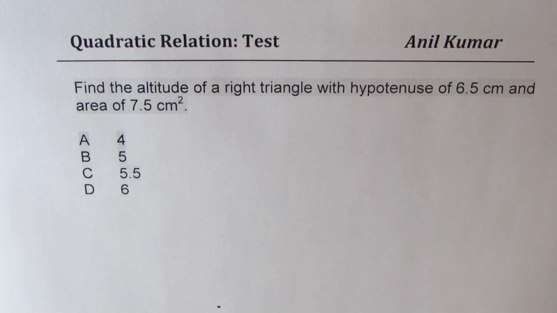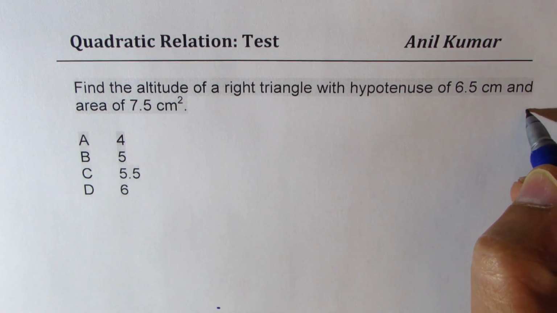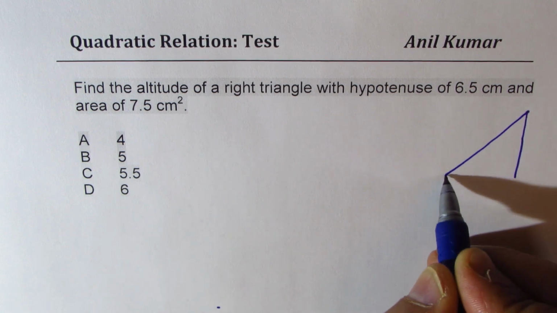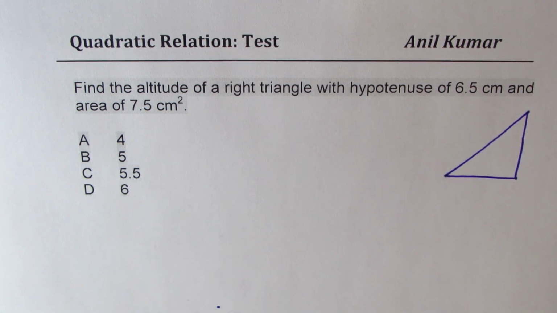The question here is, find the altitude of a right triangle with hypotenuse of 6.5 centimeters and area of 7.5 centimeters square. You can always pause the video, answer the question, and then look into my suggestions. Now, this is one of the most important questions based on quadratic equations. So I'd like you to really do it on your own and then check if you really understood the solution.